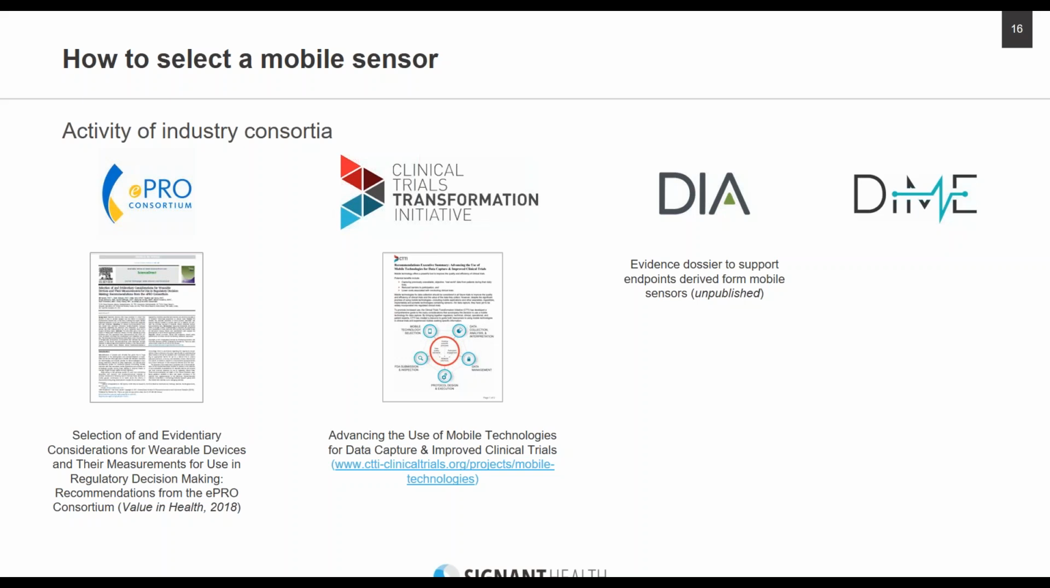And the Drug Information Association, so a team that I'm leading through the study endpoints community, are working on an evidence dossier to support endpoints derived from mobile sensors. So that's not yet published. And then finally, the Digital Medicine Society, again, are doing research on this. So a lot of work being done, which I think will help to drive us forward in the way that we adopt these into our studies.